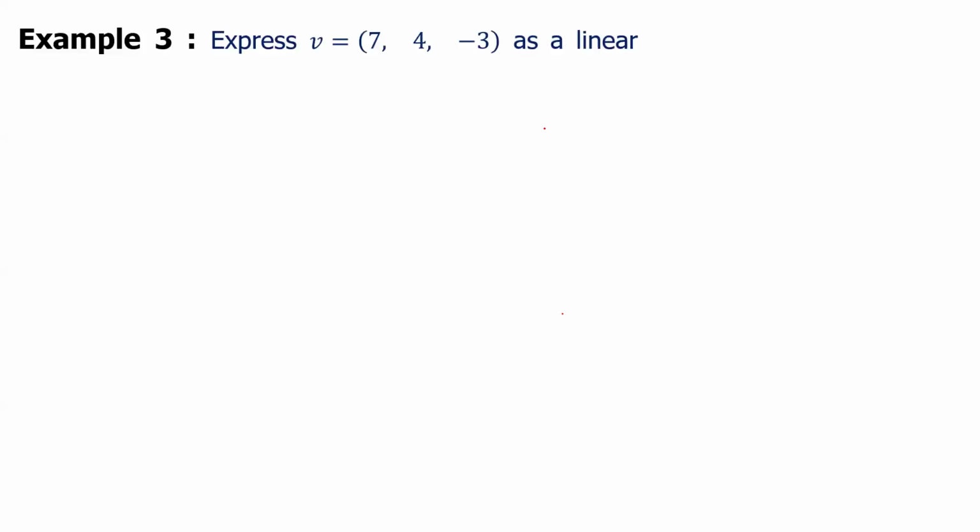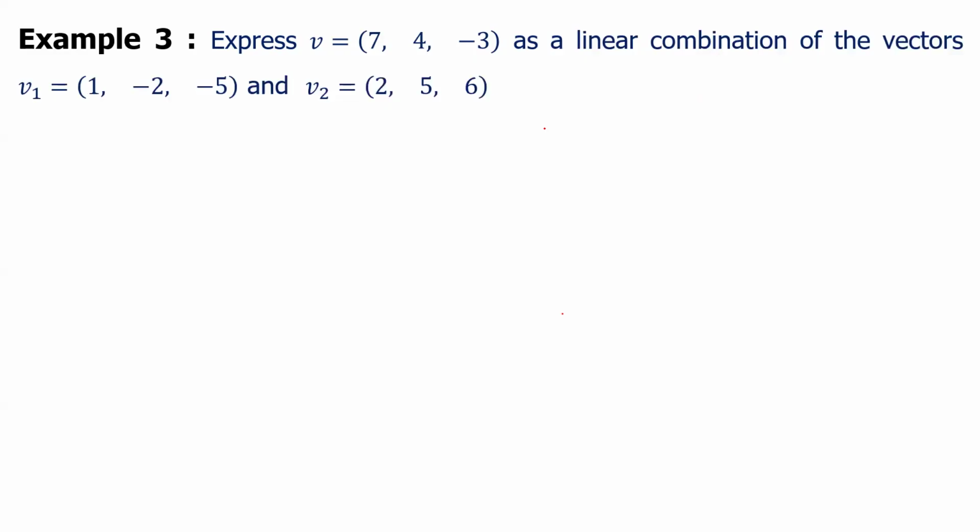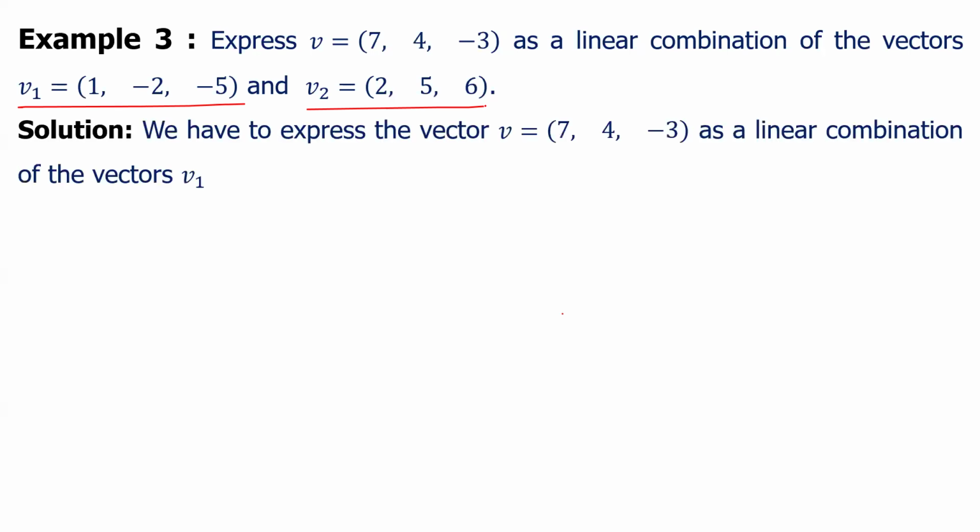In this lecture, we will take one more example on linear combination. So the question is, express v equal to (7, 4, -3) as a linear combination of the vectors v1, which is equal to (1, -2, -5), and v2, which is equal to (2, 5, 6). How to solve it? We have to express the vector v as a linear combination of the vectors v1 and v2.